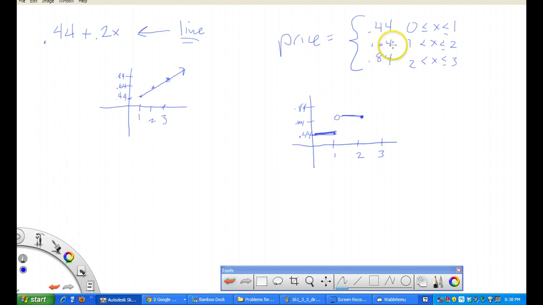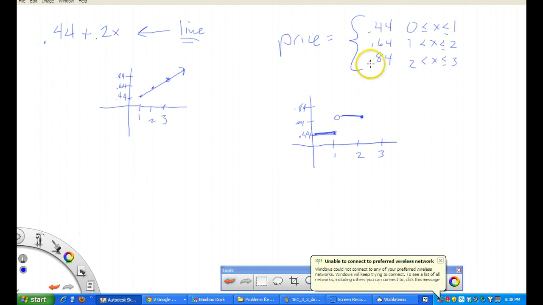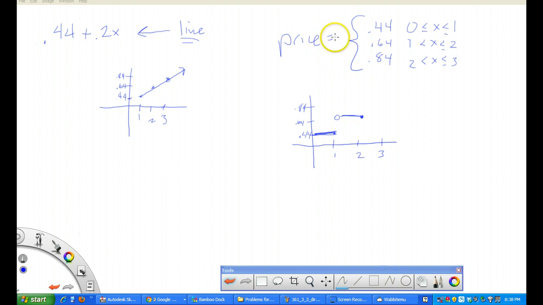Alright, and this whole entire region is that region. It's just one output. There's no x involved with this part. Alright, and then the third part, the 0.84, 2 is less than x is less than or equal to 3. Same thing, we got an open dot here, and then straight across to 3, and then a closed dot above the 3. Okay, so it's not a line. It's important that you understand that what we had on the last slide there was not a line.